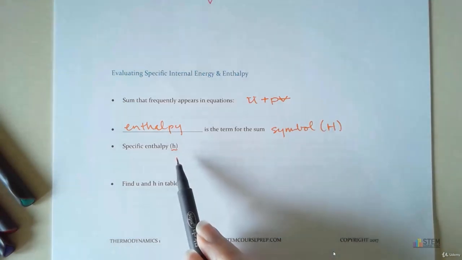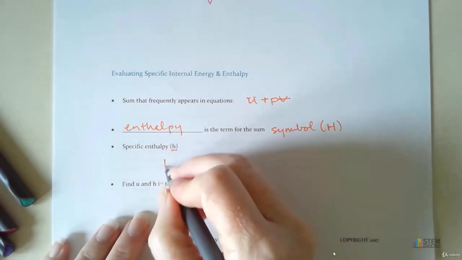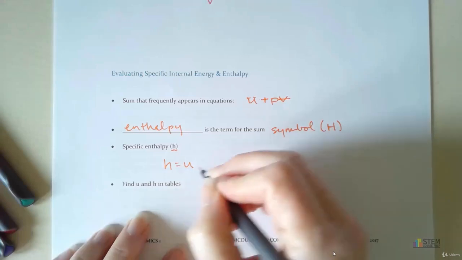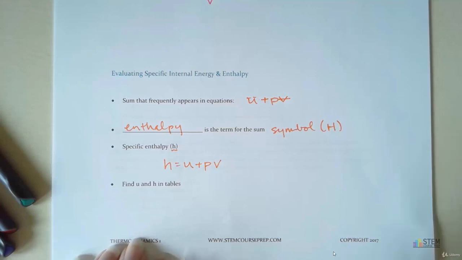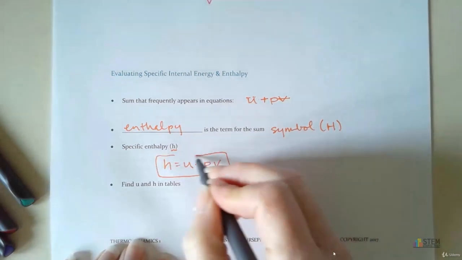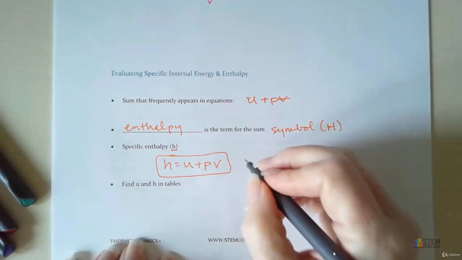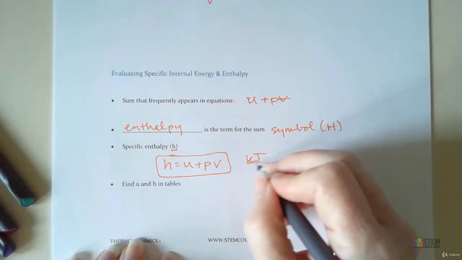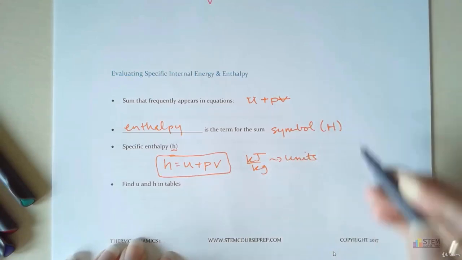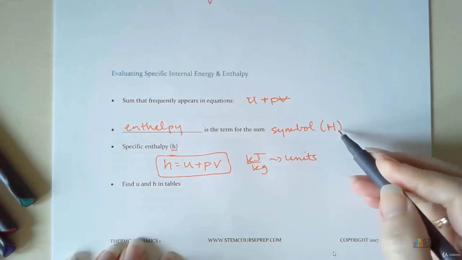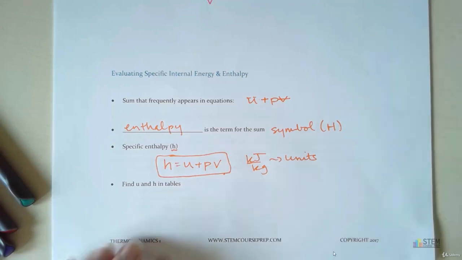Little h, specific enthalpy. Now, our equation for specific enthalpy, you can probably guess, is specific internal energy plus pressure times specific volume. And then we can circle that. Now, the units for specific enthalpy are going to be kilojoules per kilogram. And then for regular enthalpy, we would just have kilojoules. We typically are going to be looking at specific enthalpy though.